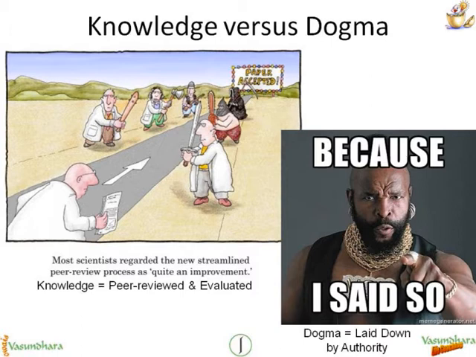Dogma, on the other hand, is laid down by authority, because somebody turns to me and says, this is correct because I said so, or because Mr. X said so, because so-and-so God said so, because so-and-so guru said so, because so-and-so prophet said so, because so-and-so son of God said so, because so-and-so great writer said so, because Marx said so, and so on and so forth. So that's another key difference between knowledge and dogma.